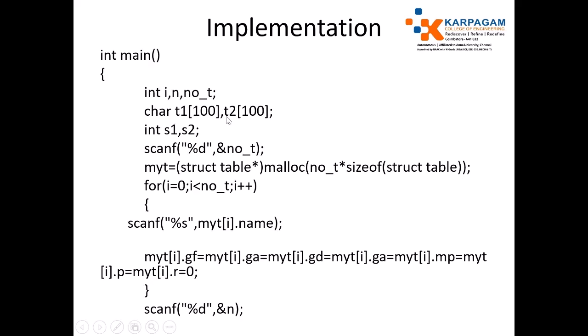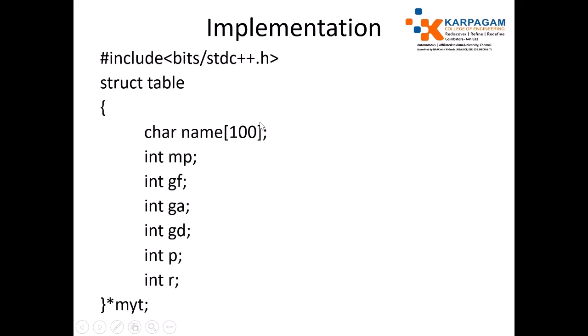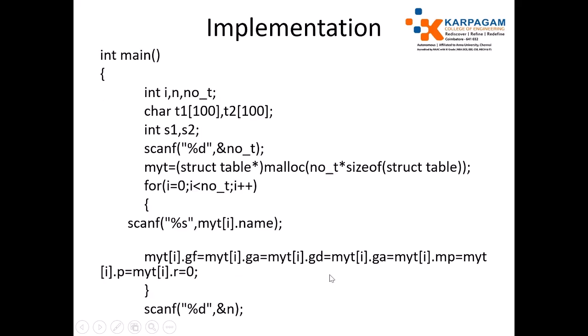For example, first I get the number of teams by using a scanf statement and allocate the memory for a structure. The structure table is created before. See here, I have created it before. This is a new data structure, which is based on the data structure concept. This problem is actually fully based on the data structure concept. Here, in the malloc function, I need to specify the number of teams times the size of the structure, and it returns a generic pointer, which should be converted into the structure table format.